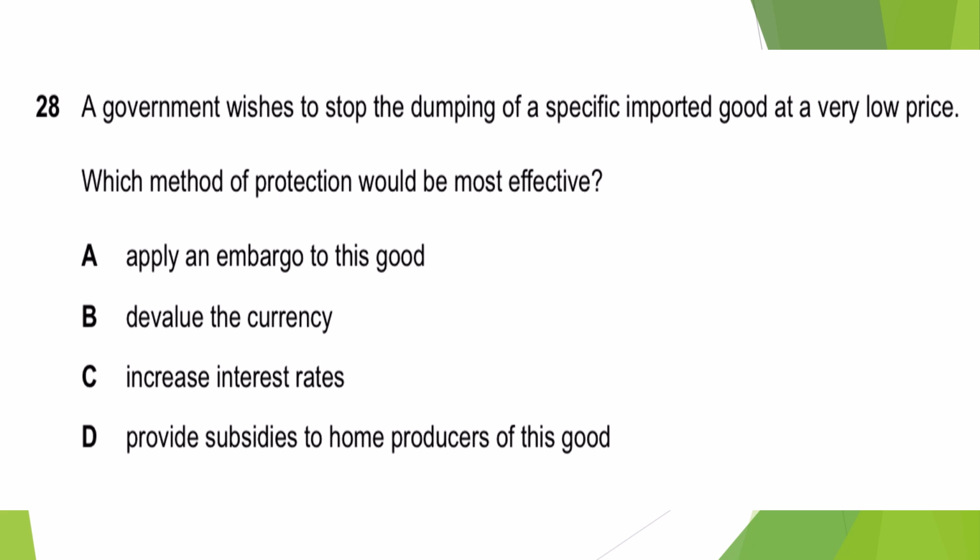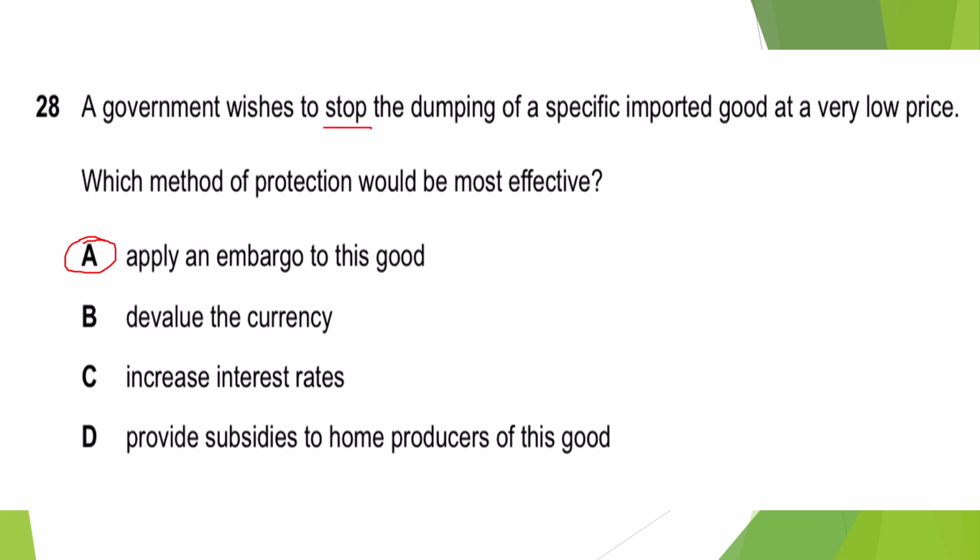28. A government wishes to stop the dumping of a specific imported good at a very low price. Which method of protection would be most effective? Apply an embargo to this good, devalue the currency, increase the interest rate, provide subsidies to the home producer for this good. Again, it wants to stop the dumping of the specific imported good. When they want to stop, they should employ an embargo. An embargo means the complete ban on the import of a certain product.